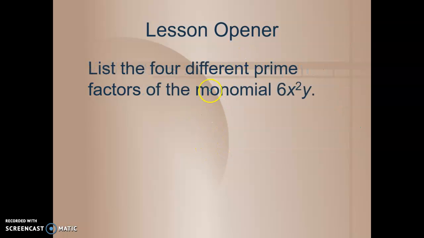Let's list the different prime factors of the monomial 6x squared y. Well, this is no different from what we did before. We're going to write the prime factorization of this, the prime factorization of this, and the prime factorization of this. 6 is just 2 times 3. Both of those are prime numbers. X squared is x times x. We can't simplify that any further. And y is just y. So our prime factorization is 2, 3, x, and y. Those are the different factors. If we were to write it with a multiplication sentence, the prime factorization, we would write it like that.